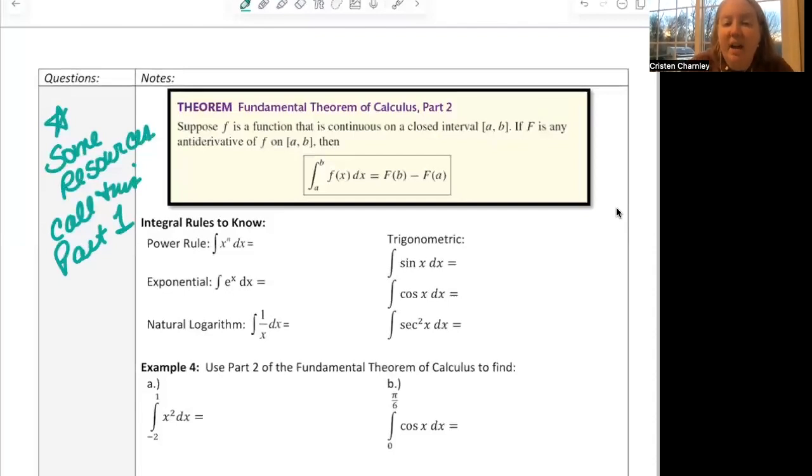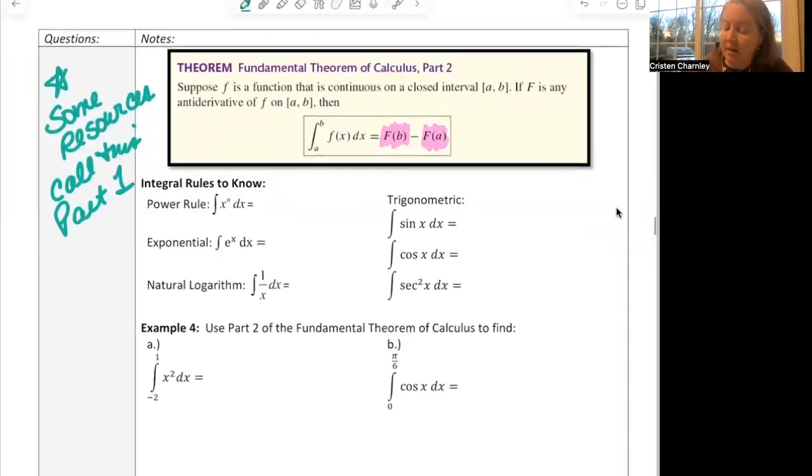sense. Suppose f is a function that's continuous on a closed interval from a to b. If capital F is any antiderivative of the function on the interval from a to b, then the integral from a to b of f of x dx is the antiderivative evaluated at b minus the antiderivative evaluated at a. So before we jump into example 4, these should go on your golden ticket. These will go on the back. Let's talk about a couple of these rules.